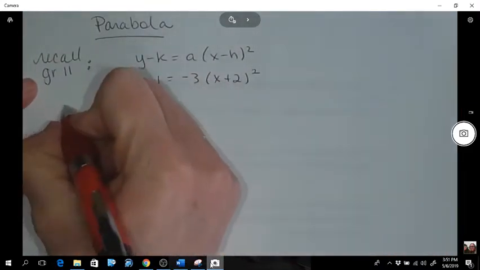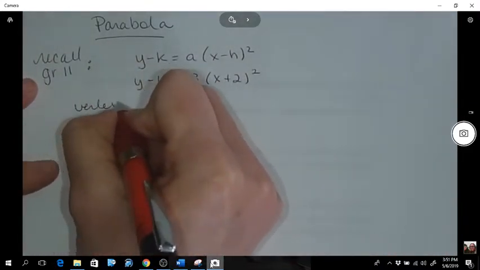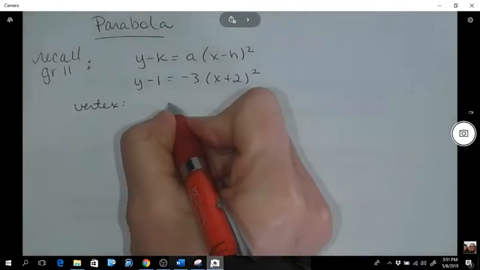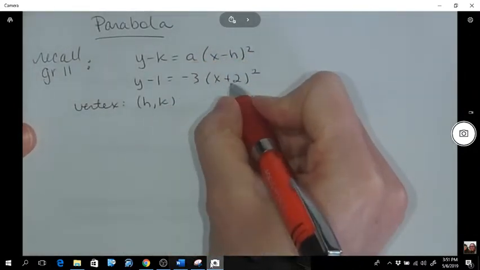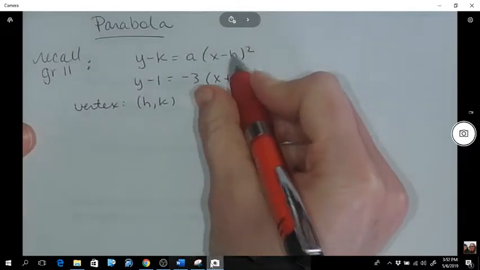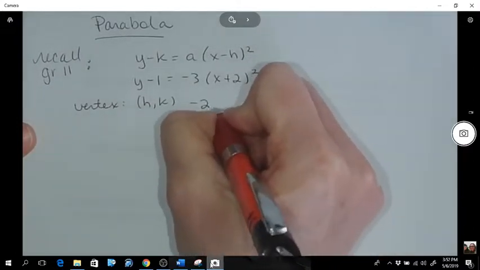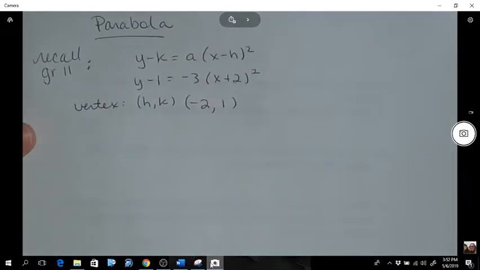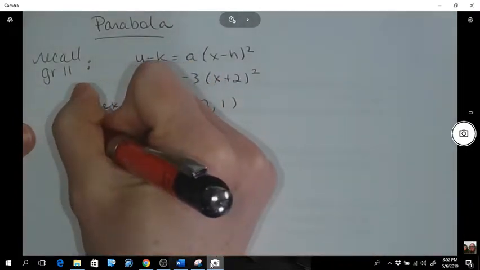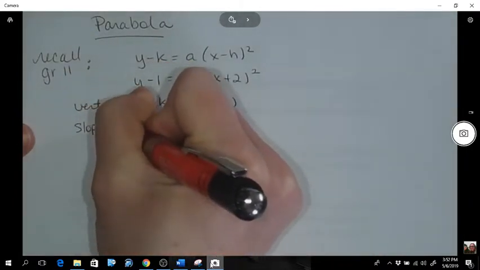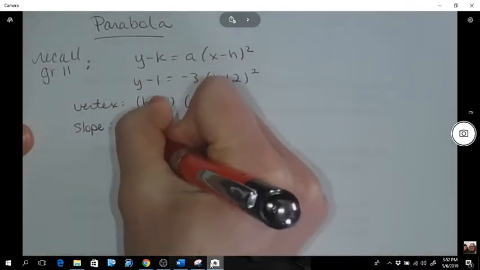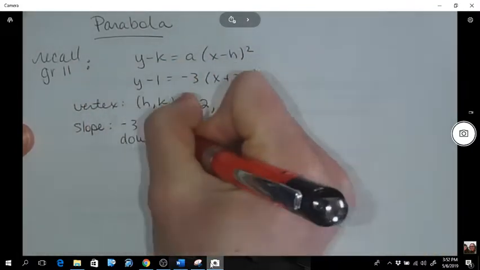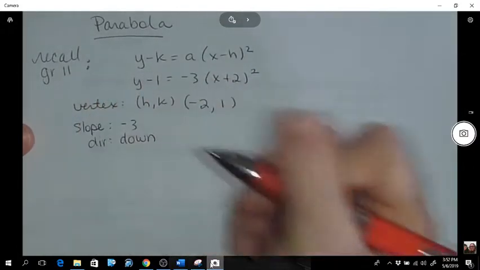y subtract 1 equals negative 3 (x plus 2) squared. Okay, so some of the questions I would have asked would have been like, what is the vertex? So you would do (h, k), which would be the opposite value, because you're minusing h, so negative 2, positive 1. And we talked about a slope, which was negative 3, so this indicates to me that this goes direction down.